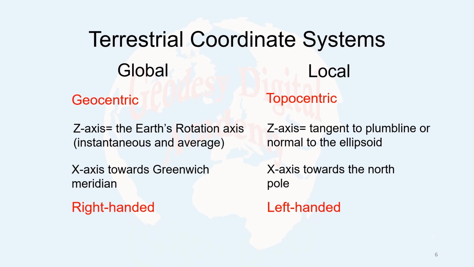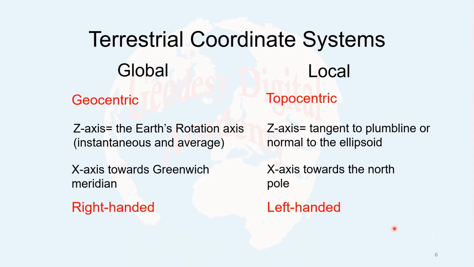So I have made them in red, and you can observe this is very common for all global coordinate systems. They are all geocentric. Local ones are topocentric. The global ones are right-handed and the local ones left-handed. That's a general standard in geodesy.